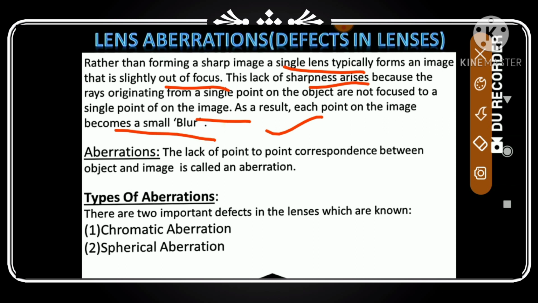What is the actual definition of aberration? The lack of point-to-point correspondence between the object and image is known as aberration. With point-to-point correspondence between the object and image, we get a well-defined, correct image. But here there is a lack of point-to-point correspondence between object and image, which is known as aberration.